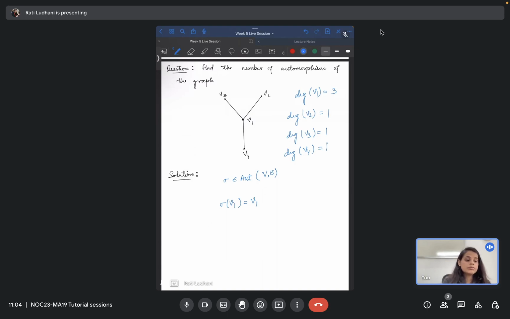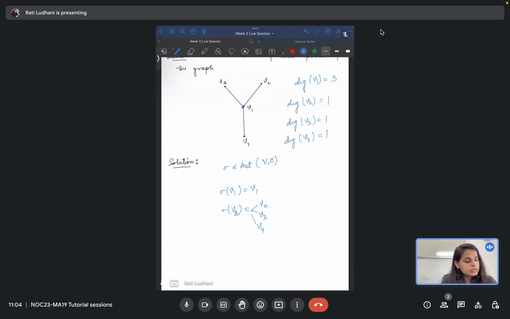Now what about v2, v3 and v4? If you see, there is a symmetry in this case. So actually if you observe, sigma of v2 has all the possibilities. Either it could map to v2, or v3, or v4. Because there's a symmetry. Because it is just connected with v1, so if there is an edge between v1 and v3, there's an edge between v1 and v2 also, so you can map v2 and v3 definitely. Similarly, if there's an edge between v1 and v3, there's an edge between v1 and v4. So if you map v3 to v4, you will have your symmetry, and there is just one edge between these elements.